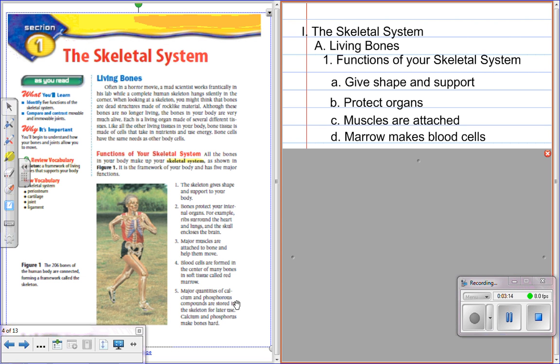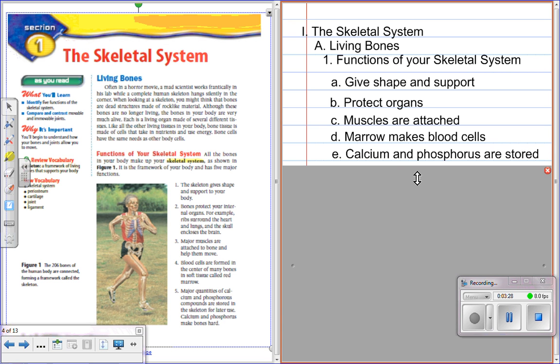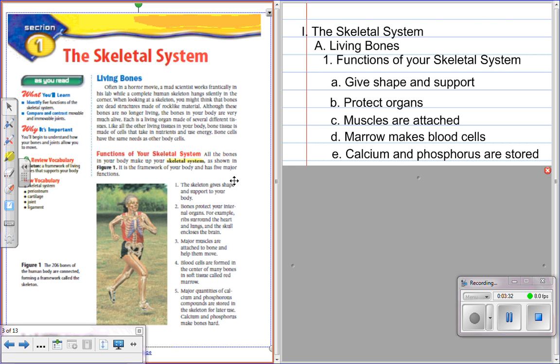And our last function of the skeleton is that major quantities of calcium and phosphorus compounds are stored in the skeleton for later use. Calcium and phosphorus make bones hard. Okay, so E is that calcium and phosphorus are stored in our bones. Pause it, catch up.